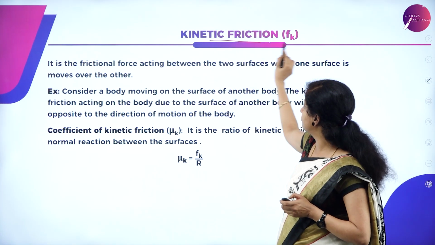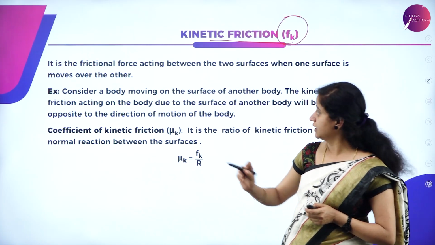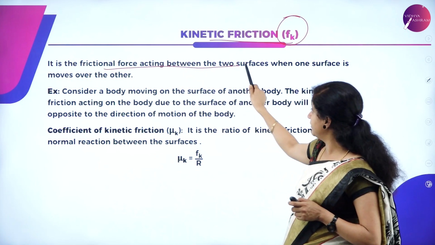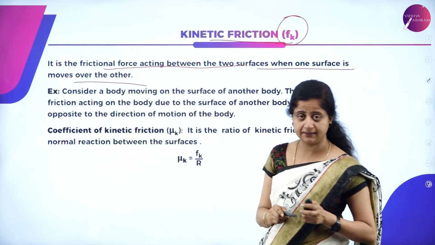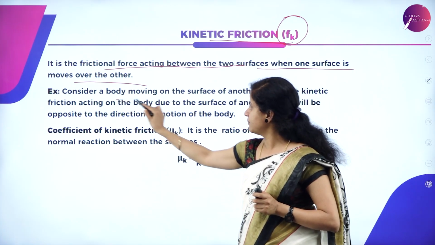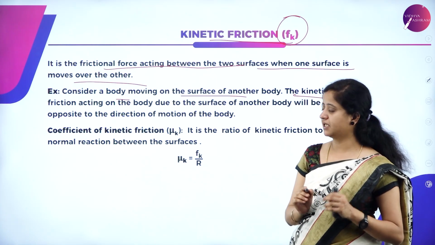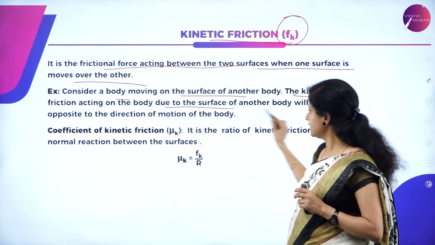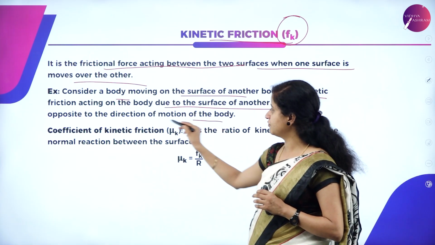Next we have kinetic friction, which is denoted by Fk. What is kinetic friction? It is the frictional force acting between two surfaces when one surface moves over the other. For example, consider a body moving on the surface of another body. The kinetic friction acting on the body due to the surface of the other body will be opposite to the direction of motion of the body.